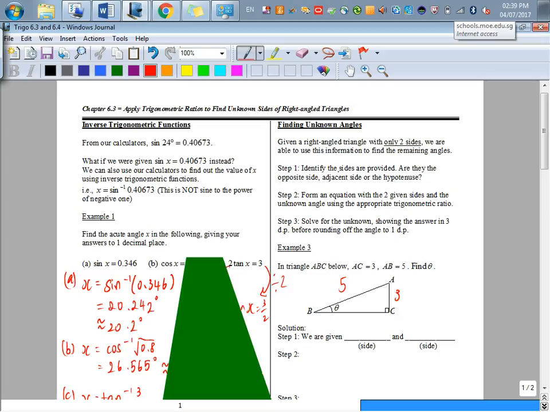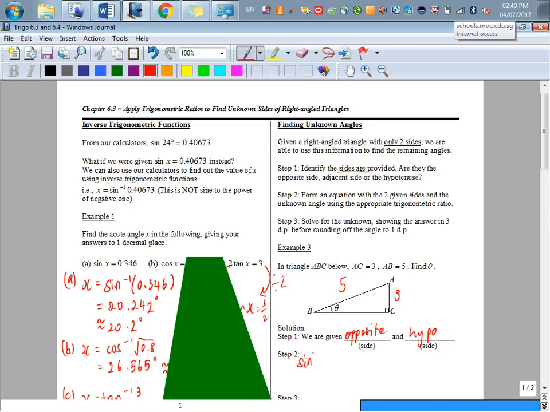We need to identify the sides that are provided. So what are these 2 sides called? We are given, what's this side, AC? Opposite. Okay, just write out opposite. And what is this other side? Hypotenuse. Okay, I'm too lazy to spell it out, so I'll just write this. These are the sides that are given. And form an equation with the 2 given sides with this angle. So what trigo function should I use? I've got opposite, I've got hypotenuse. What should I use? Sine. Okay, sine. What is the angle? Theta. In this example, it is theta.